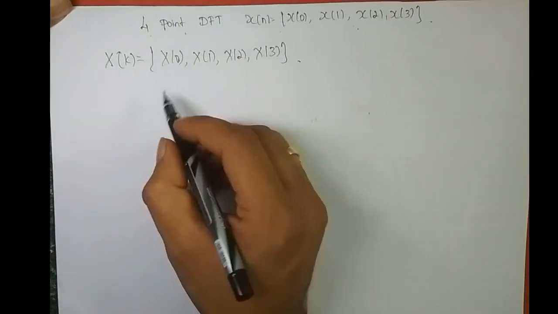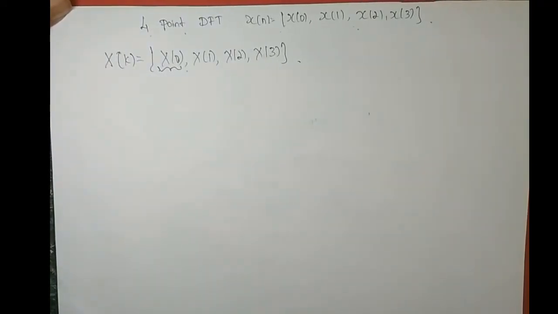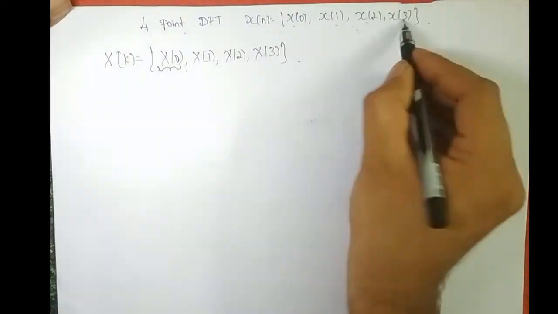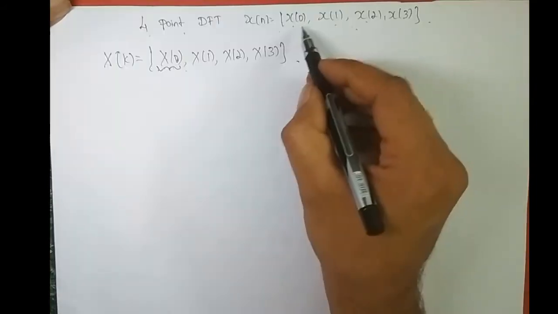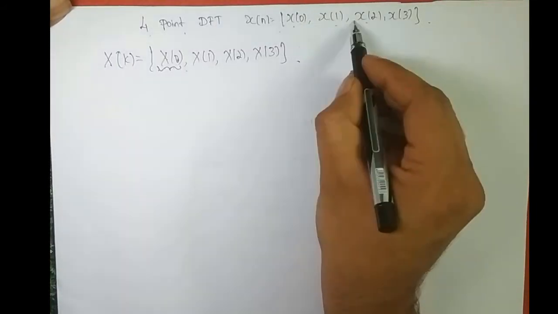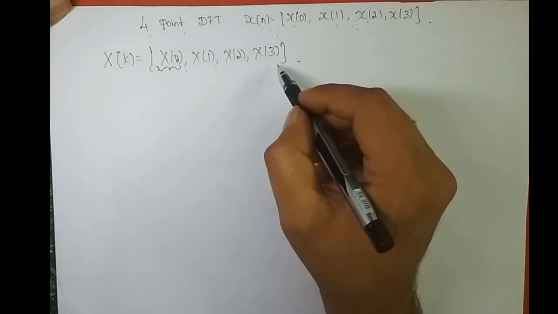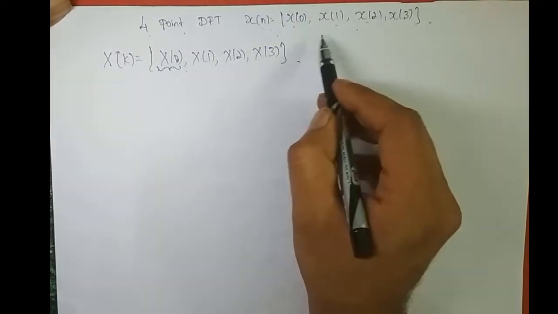Here you don't have to find this X of 0, the first sample at k equal to 0, by putting it in the formula. You can directly do it. How do we do this? This is nothing but the sum of all these 4 samples. So X of 0 for k equal to 0 is always the sum of all 4 samples of the time domain sequence x of n. We have solved a few problems. You go back and check your problem. Always your X of k at k equal to 0 is the sum of all the time domain samples.